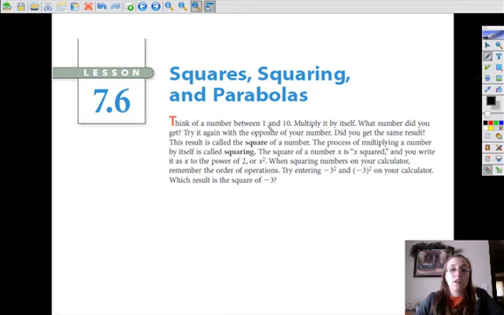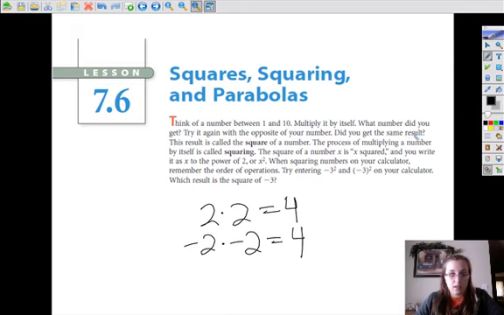So it says, think of a number between 1 and 10. Multiply it by itself, and what number did you get? So I'm just going to pick one number. I'm going to pick 2. So if I take 2 times itself, I get 4. Then it says, try it again with the opposite of your number. So -2 times -2, and it says, oh, that also equals 4. So it says, did you get the same result? Well, obviously, yes, I did.